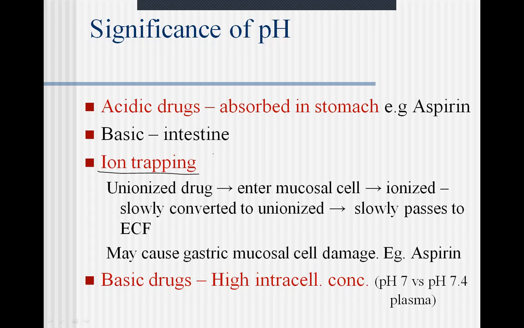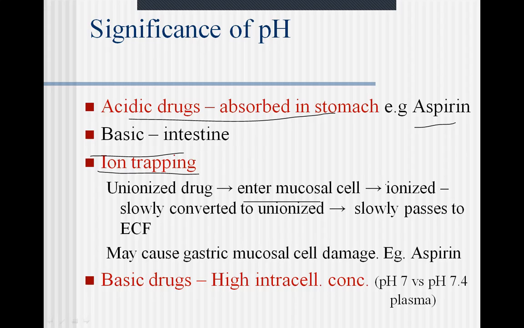Let's talk about this. So by virtue of what I have been telling you, acidic drugs remain unionized in the acidic state and basic drugs remain unionized in the basic state. That means that acidic drugs should be absorbed in the stomach and basic drugs should be absorbed in the intestine. So let's talk about an acidic drug, aspirin. Now what happens is this acidic drug, aspirin, the stomach being an acidic media, it is unionized and it enters the mucosal cell.